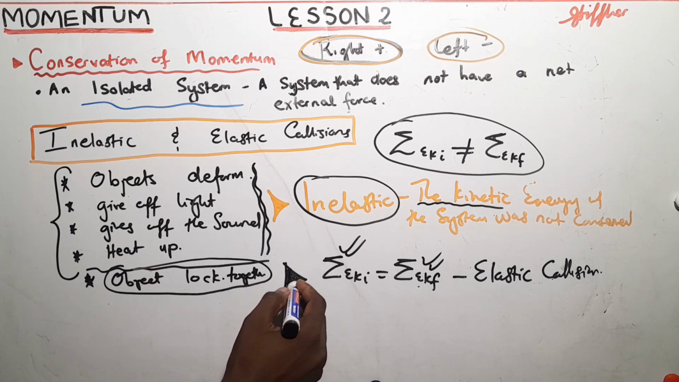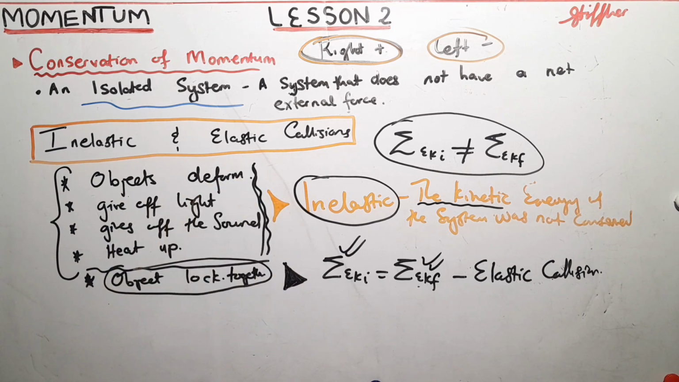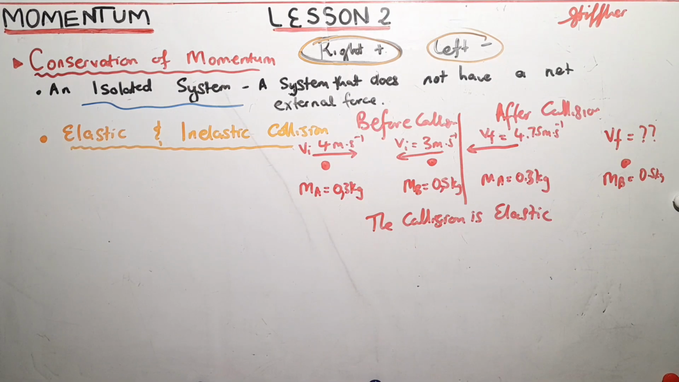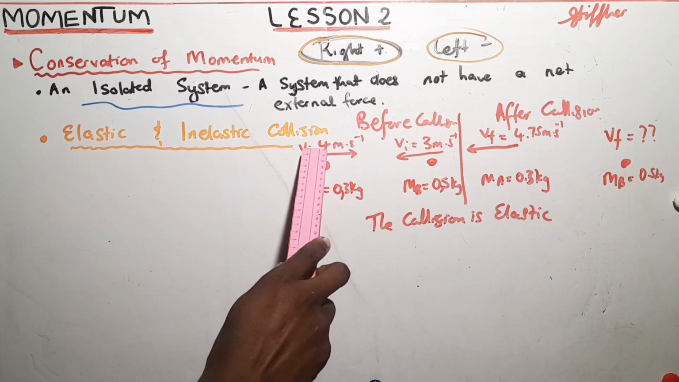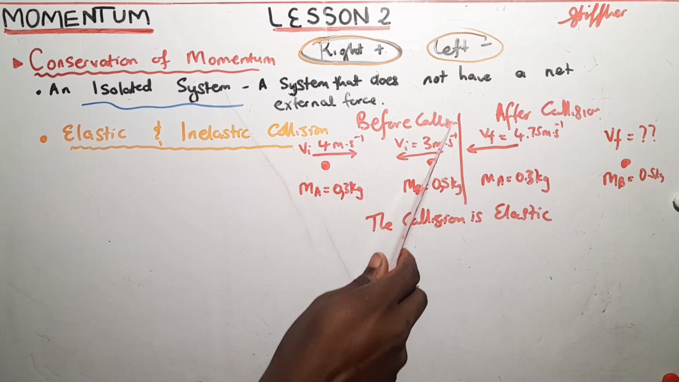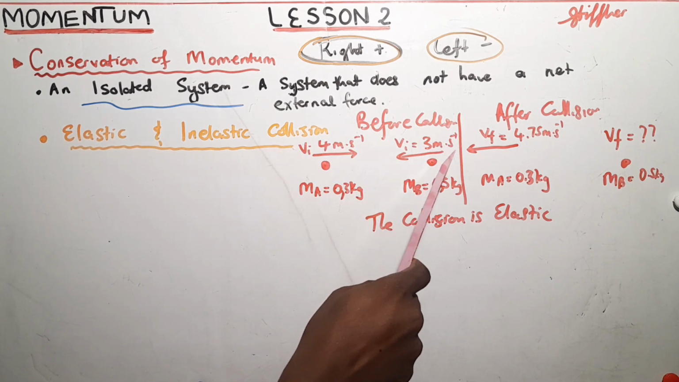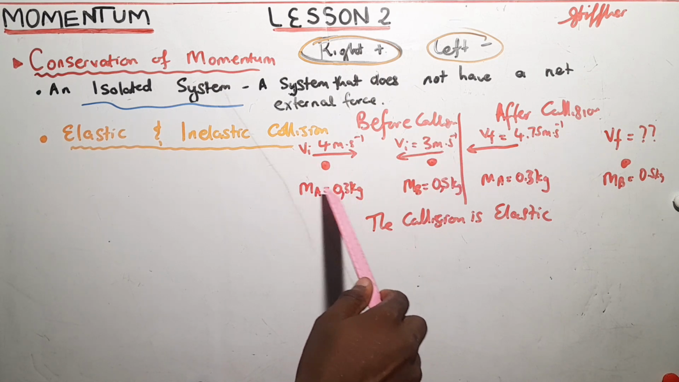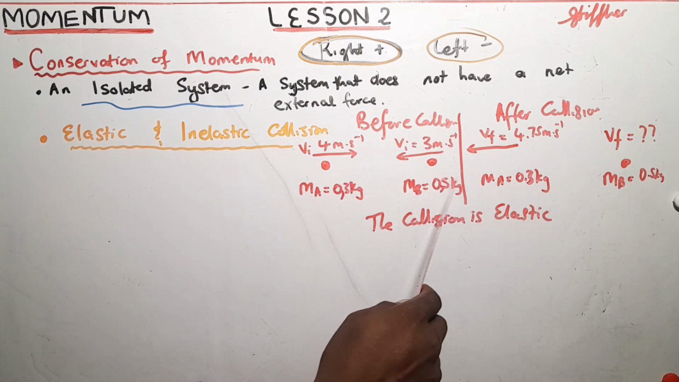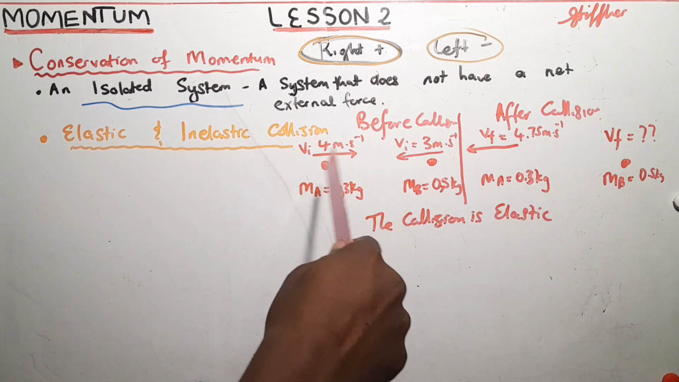So now let's see two types of the questions that they can ask in this kind of situation of elastic and inelastic collision. So we are having this situation. They said before the collision, we are having body A that is moving to the right at 4 meters per second, and we are having body B that is moving to the left at 3 meters per second. Body A has a mass of 0.3 kg, and this one has a mass of 0.5 kg.